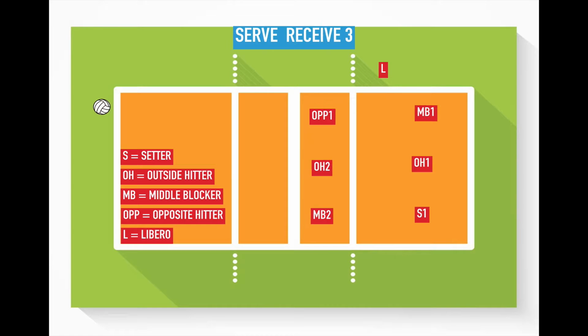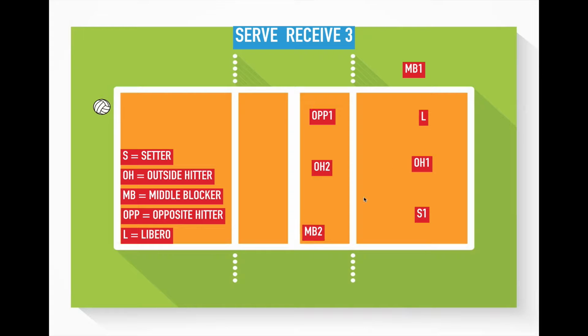Now let's talk about serve receive 3. In serve receive 3, our middle blocker is going to come out. Our middle blocker had to serve in that case, but is going to come out of the game for the libero. And again, it's not a sub situation. They just get to switch spaces here. And now I need my 3 passers. It's going to be the libero and the 2 outside hitters.